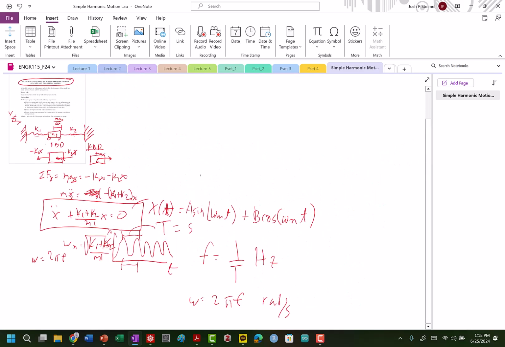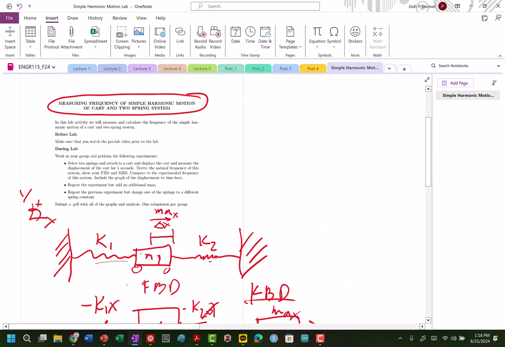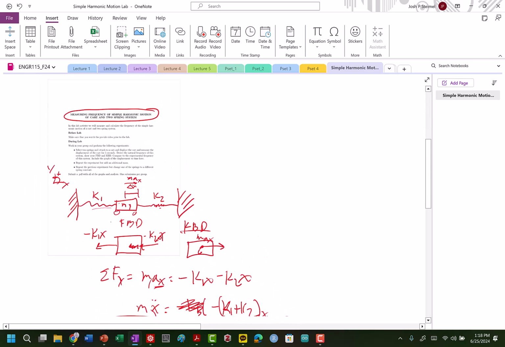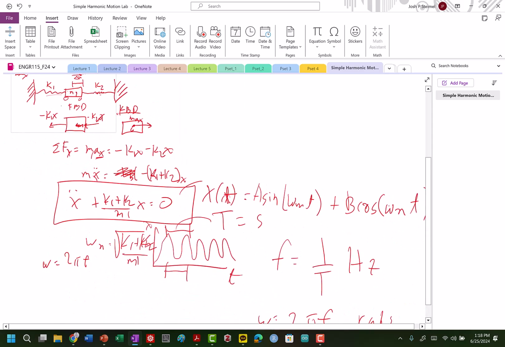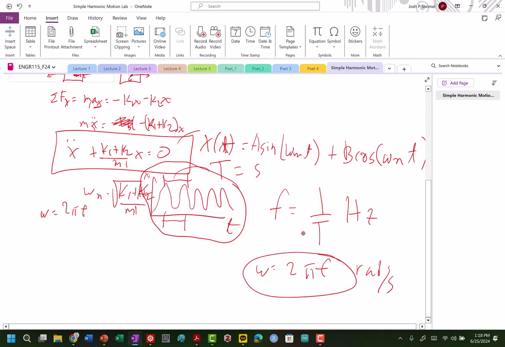So what we're going to do now is look at how we're going to set up our lab. We're going to gather our data, and then we are going to compare. We're going to measure the actual experimentally derived circular frequency, omega, instead of the cyclical frequency. So we're going to measure the displacement versus time of our cart with our known mass, with our known K and K2, and we're going to compare our experimental frequency with a theoretical one to see how those two compare. So let's get to running our lab.